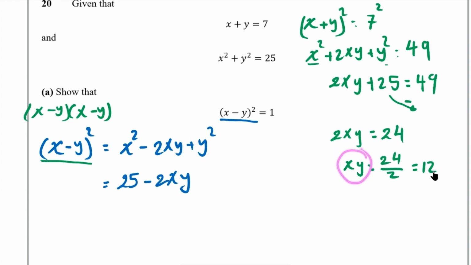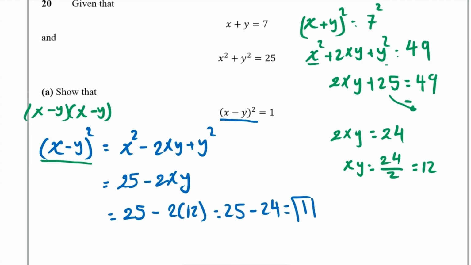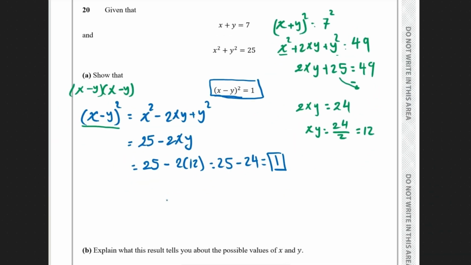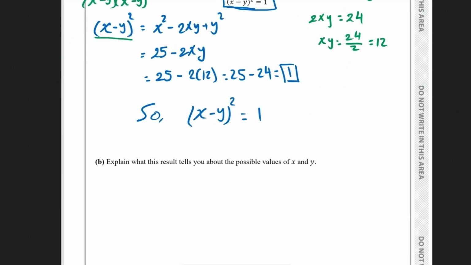So now we have xy equals 12 and you have xy here. So we need to substitute the value of xy. So carry on from where we started: 25 take away 2 times 12, that is 25 take away 24, equals 1. And this is what has been asked to prove in the question. So we can now write the final answer: x take away y, squared, equals 1. Then jump to the next part of this question.